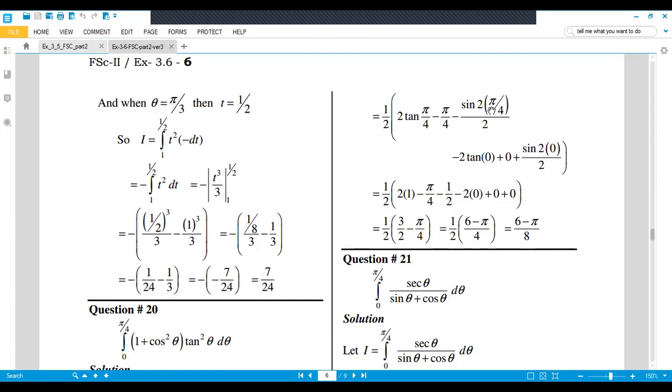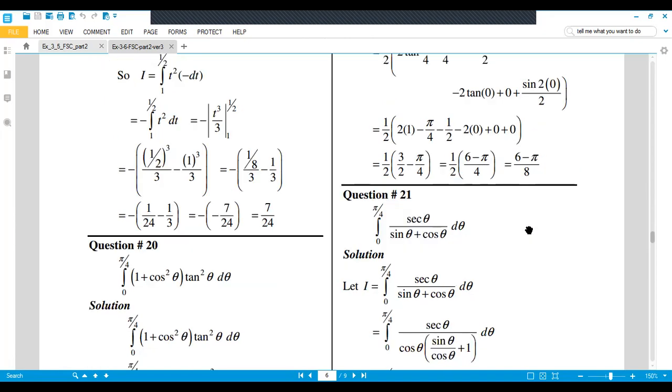Sine pi over 2 is 1, so 1 over 2, and minus 2 tangent 0 is 0, and sine 0 is 0, so you get 2 minus 1 over 2, which is 3 over 2, and minus pi over 4. You take the LCM, you get 4, 6 minus pi, and 2 multiplied with 4, so you get this answer.